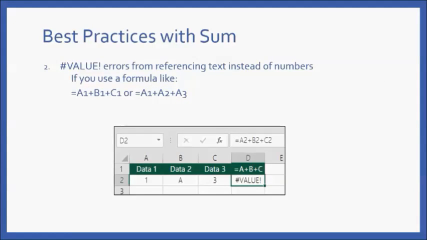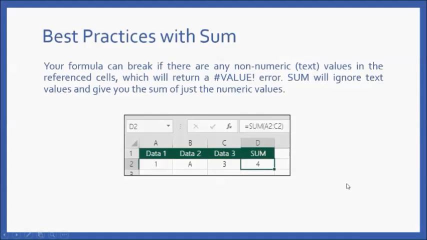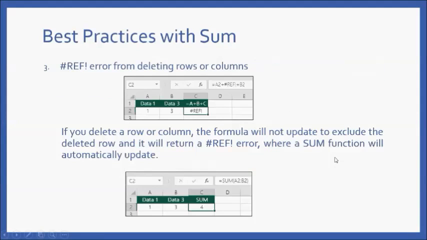#VALUE! errors when referencing text instead of numbers. If you use a formula like A1 plus B1 plus C1 or A1 plus A2 plus A3, there will be an error inside your Excel sheet. Your formula can break if there are any non-numeric or text values in the reference cells, which will return this particular error, #VALUE!. SUM will ignore text values and give you the sum of just the numeric values.